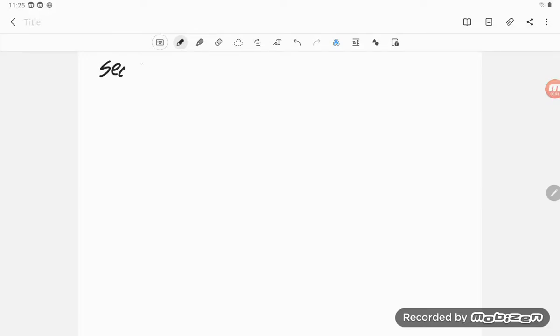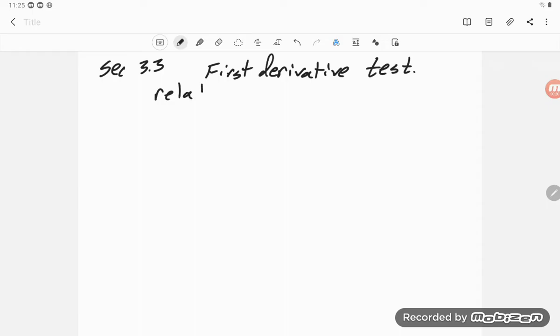Okay, this is section 3.3, and we're looking at the first derivative test. Again, we're looking for relative extrema. It's all about relative extrema, and we just use this idea of increasing and decreasing.